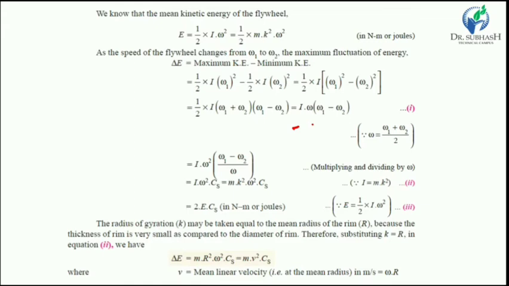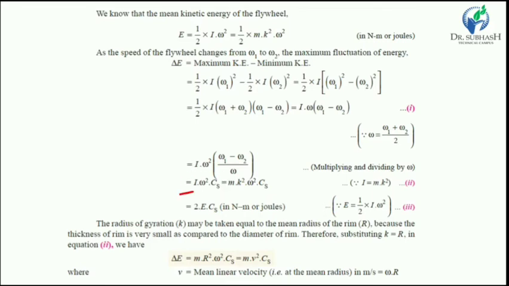Now (omega 1 minus omega 2) upon the mean angular velocity omega is the coefficient of fluctuation of speed. We know that. Here omega is multiplied and divided, so here is omega square, and here is omega. So this is the coefficient of fluctuation of speed. So we can write I omega square CS, coefficient of fluctuation of speed.